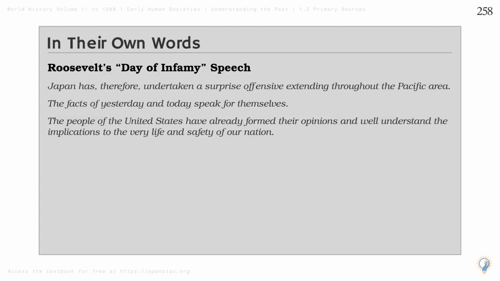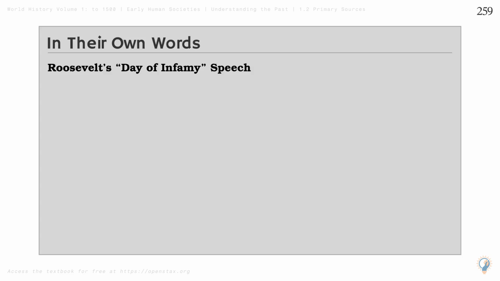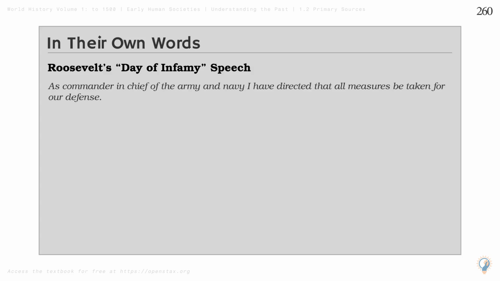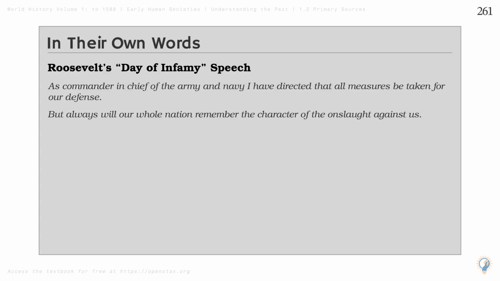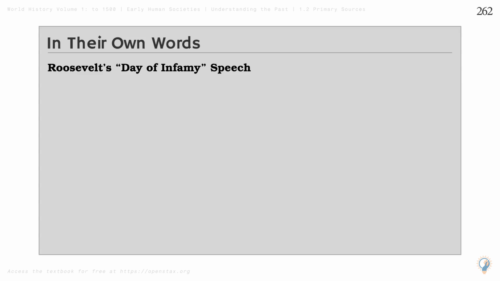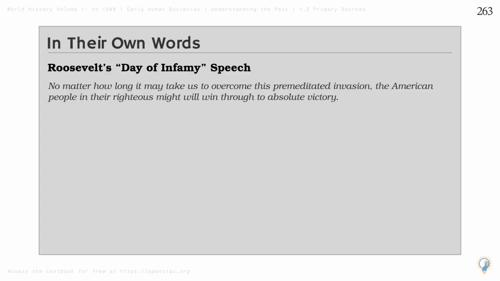The people of the United States have already formed their opinions and well understand the implications to the very life and safety of our nation. As Commander-in-Chief of the Army and Navy, I have directed that all measures be taken for our defense. But always will our whole nation remember the character of the onslaught against us. No matter how long it may take us to overcome this premeditated invasion, the American people in their righteous might will win through to absolute victory.